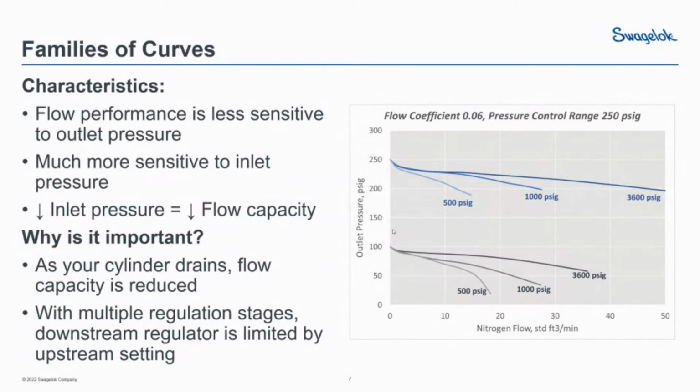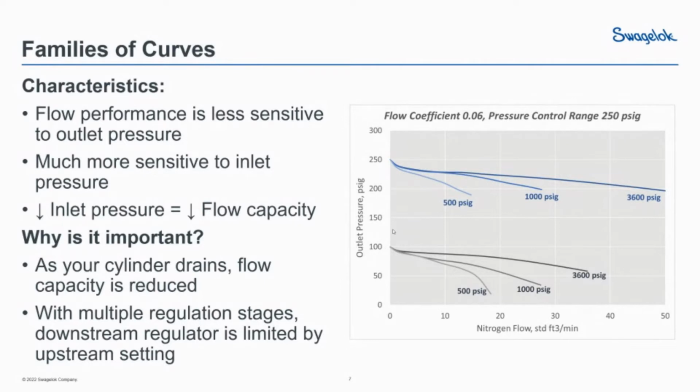So the flow curve that we were looking at before was just a single flow curve, but it turns out that regulators actually behave a little bit more differently than that. The flow curves you can imagine as a set of flow curves or a family of them. On the right, we see two families of flow curves. It's worth pointing out that this entire graph is a set of flow characteristics for a single regulator.